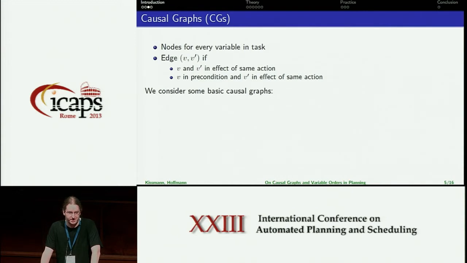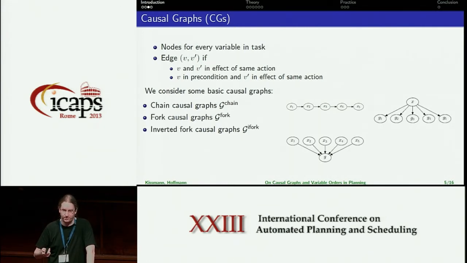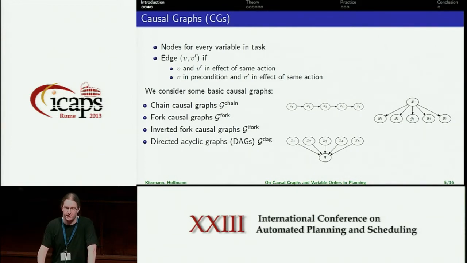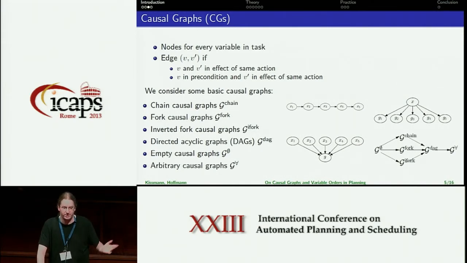And in our paper, we considered several basic causal graphs. First of all, we considered the chain causal graph, additionally the fork causal graph, then the inverted fork, more generally directed acyclic graphs, and as limiting cases, empty graphs and arbitrary graphs. And, well, we can see that there's some kind of hierarchy between all these graphs. So any empty graph is a special case of a chain, a fork, and an inverted fork. Any of these is a special case of a DAG, and so on.